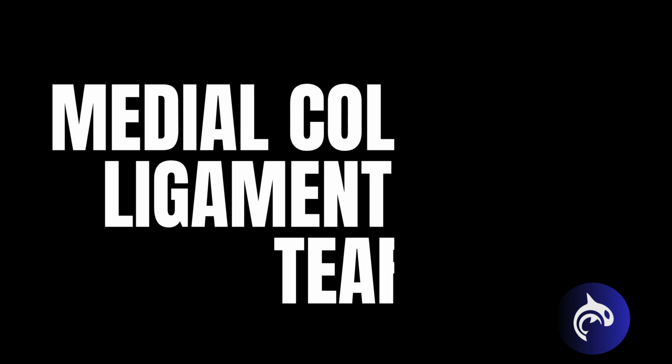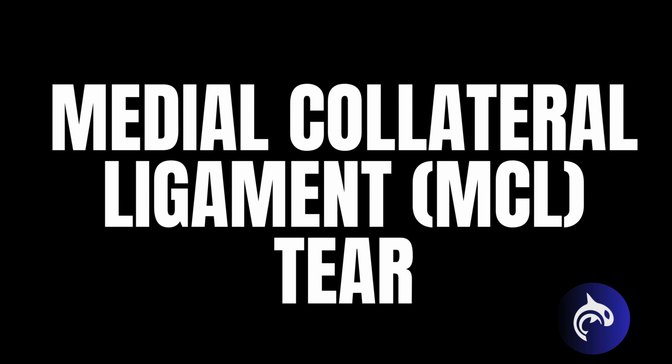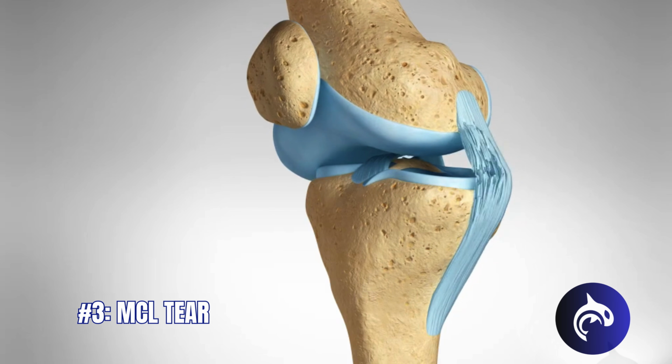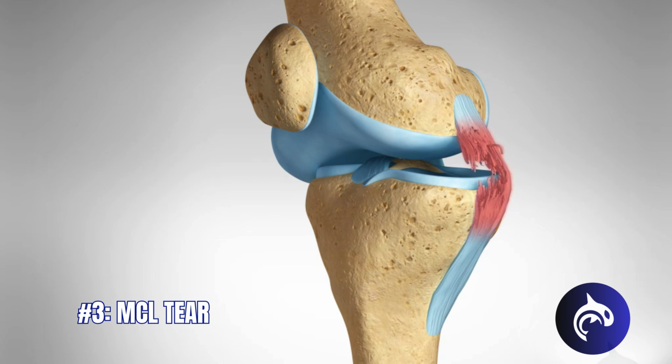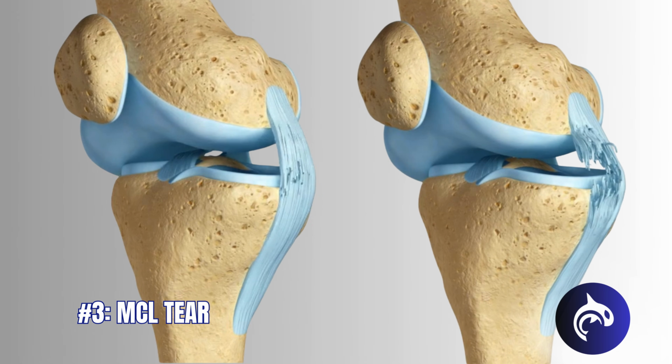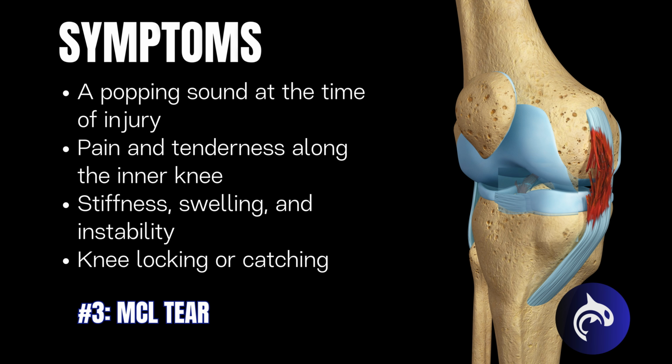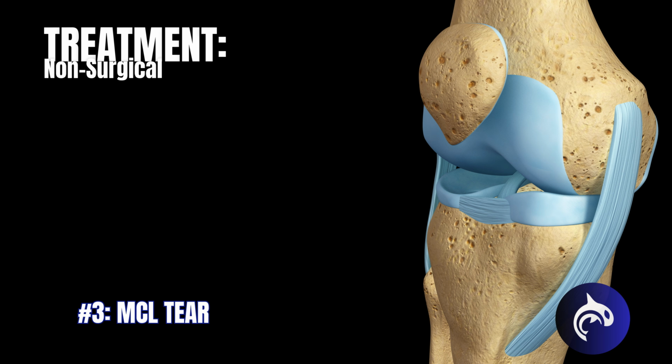Number 3. Medial Collateral Ligament or MCL Tear. The medial collateral ligament, or MCL, is a key stabilizer on the inner side of your knee. It's often injured when the knee is hit from the outside, common in football, hockey, and skiing. Depending on the severity, an MCL injury can range from a mild sprain to a complete tear, causing pain, swelling, and difficulty bending the knee.